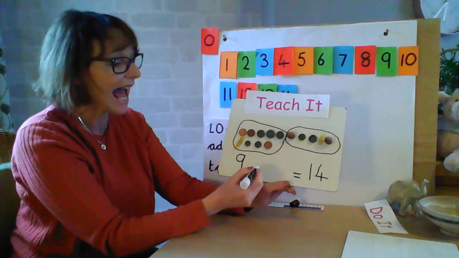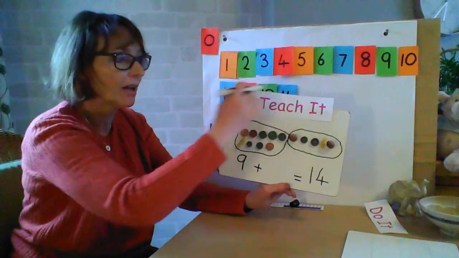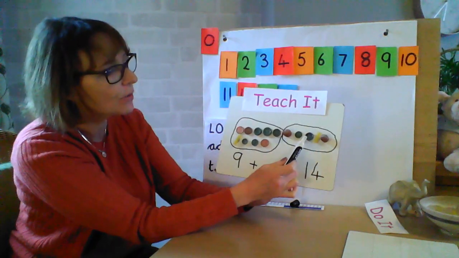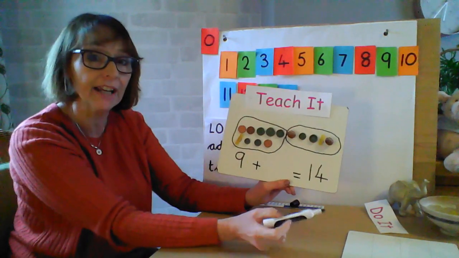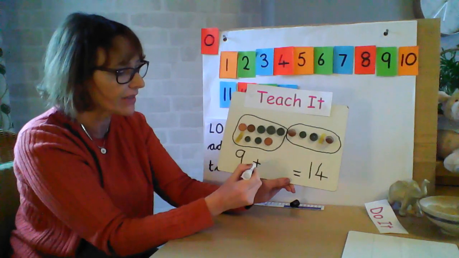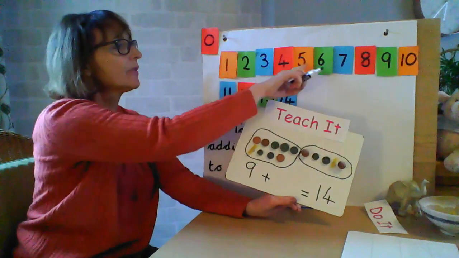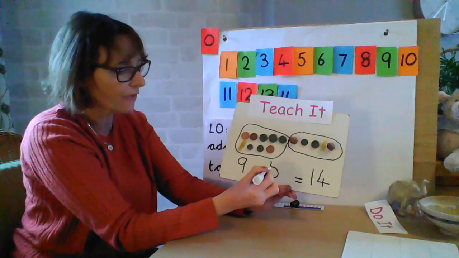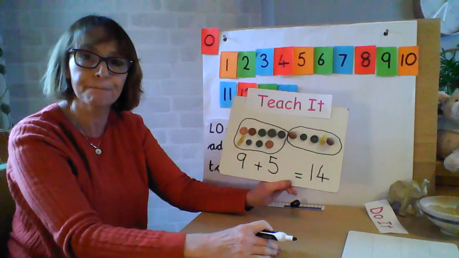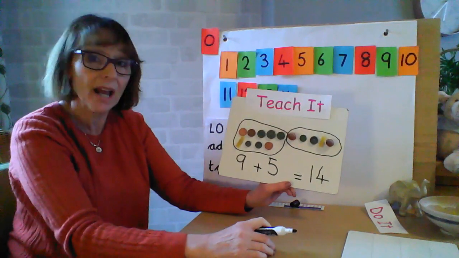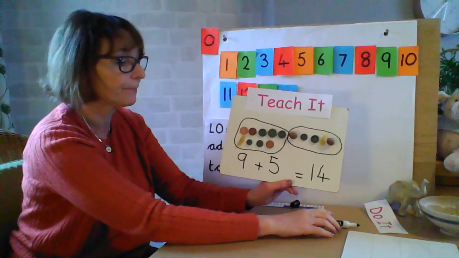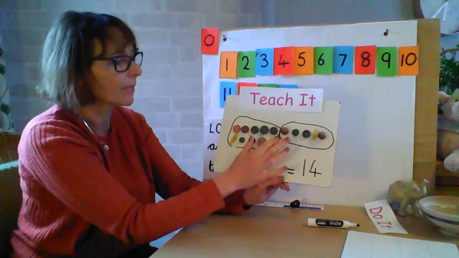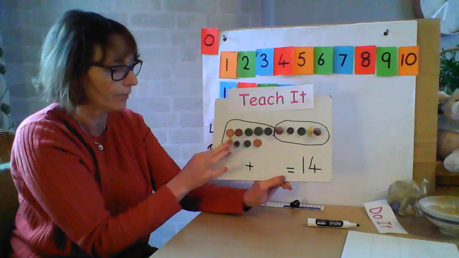Add, because remember it's got to be how many all together, so we're adding 1, 2, 3, 4, 5 in my other group. So I've got 9 in this group, add 5. And there's number 5. 9 add 5 equals 14. But I could have split it in a different way. Let's rub out those numbers. And let me rub out those. That's why it's useful having a whiteboard.